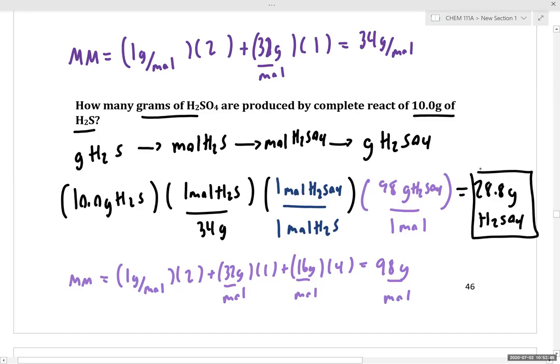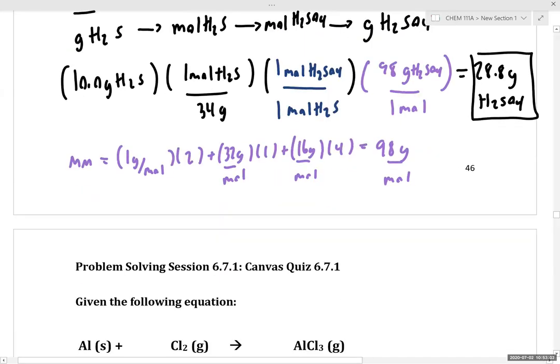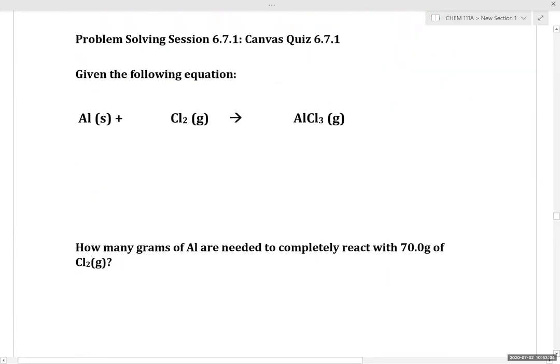Any questions on these examples? If not, what we'll do is we'll apply what we've learned in these examples and work on the following problem. And you can submit your responses via Canvas quiz 6.7.1, in the chat or verbally. And again, don't be shy to ask questions.